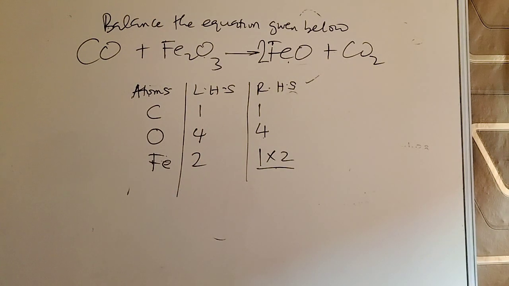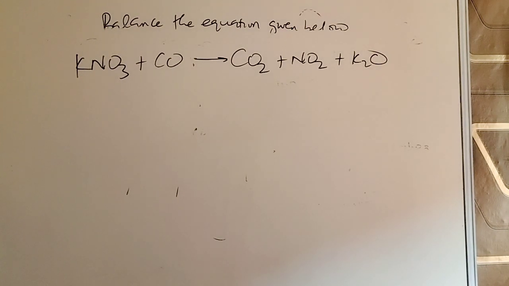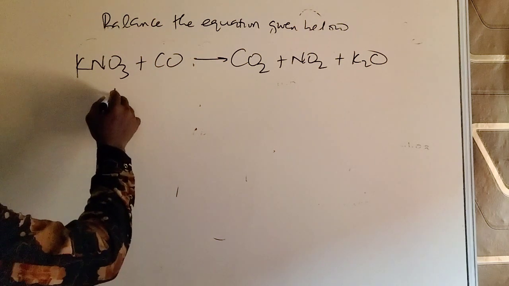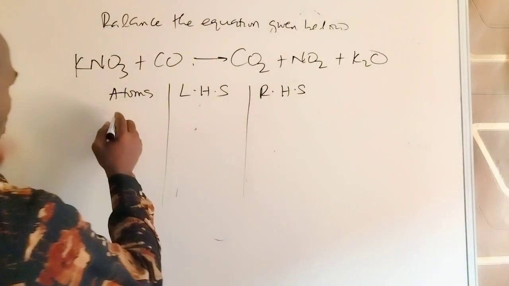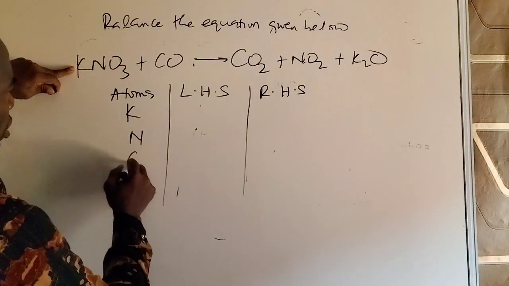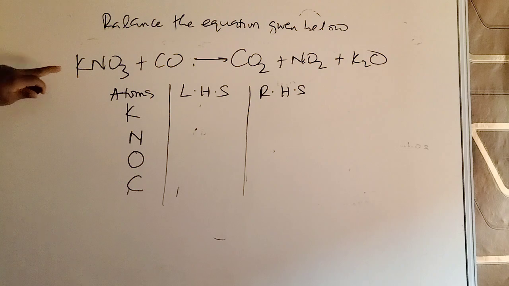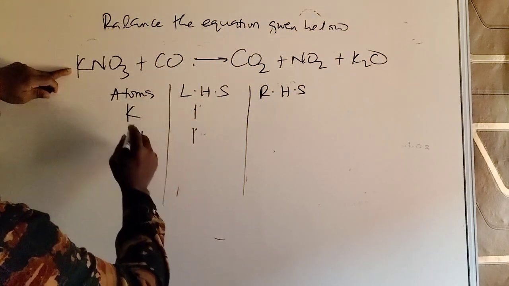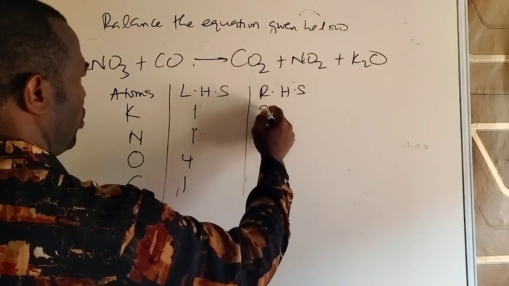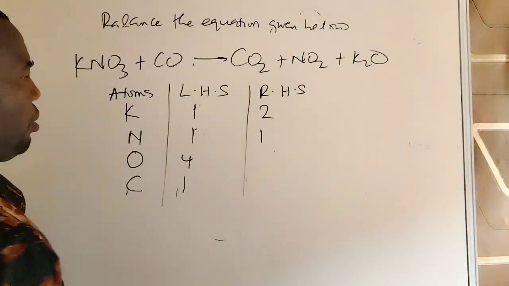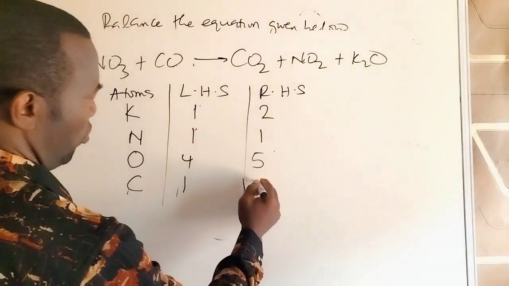So we take another example. Look at this problem on the board. Balance the equation given below. Have the atoms listed, the left hand side and the right hand side of the equation. List the elements one by one: potassium, nitrogen, oxygen, carbon. Oxygen has been written before, so don't write any element twice. Then count the atoms. Potassium is 1 atom here, nitrogen 1 atom, oxygen 3 plus 1, 4, carbon 1. On the other side, potassium is 2, nitrogen is 1, oxygen 2 plus 2, 4, plus 1, 5, and then carbon is only 1.